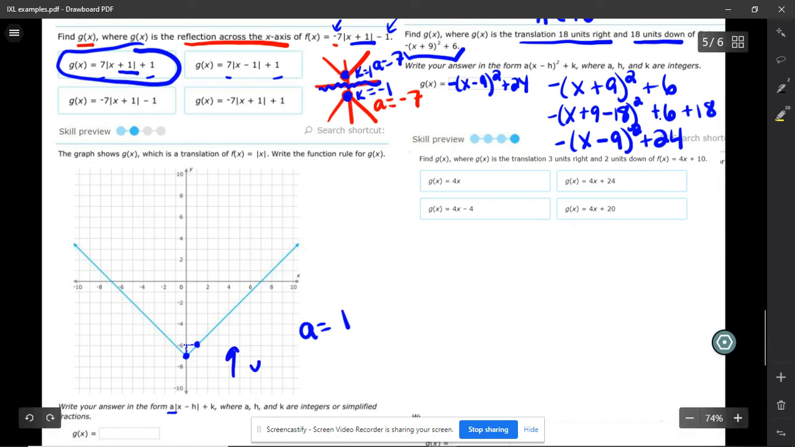It's pointing up. So then A is positive, all right? If it was negative, it'd be going upside down. So then I would make it negative. So A is 1. Now let's figure out what H is.